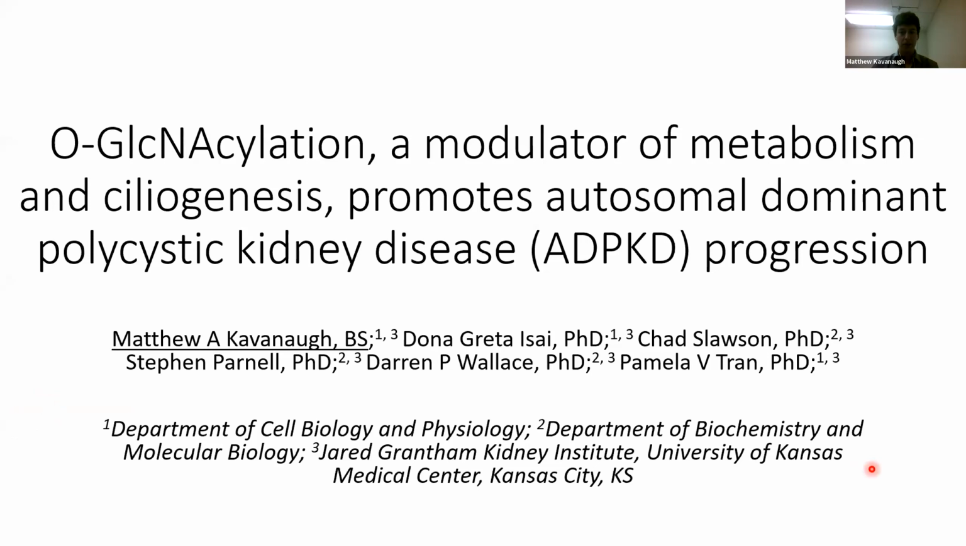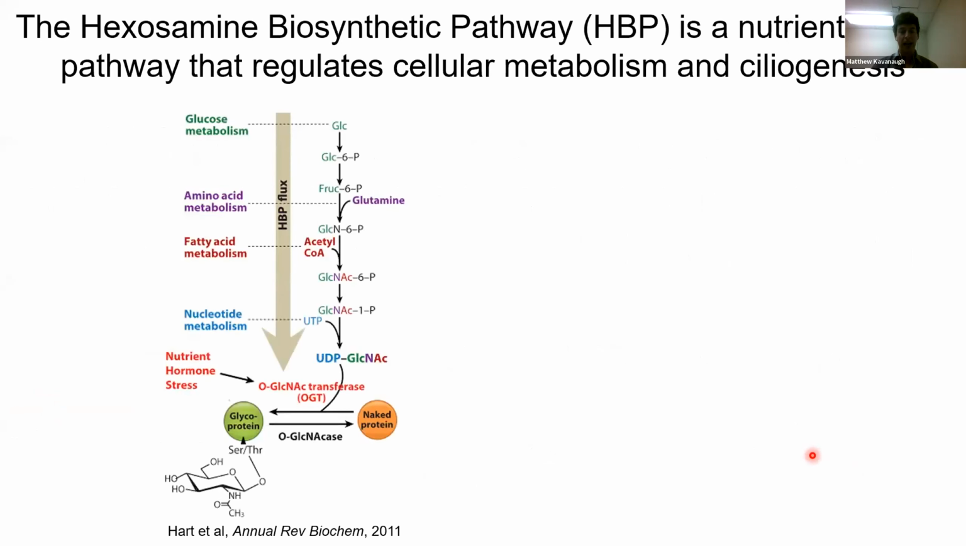So before we talk about O-GlcNAc, we need to consider how it is produced. O-GlcNAc is a post-translational modification whose precursor molecule, UDP-GlcNAc, this rainbow here at the bottom, is produced via the hexosamine biosynthetic pathway. It is then attached to its substrate proteins via O-GlcNAc transferase and removed by O-GlcNAcase.